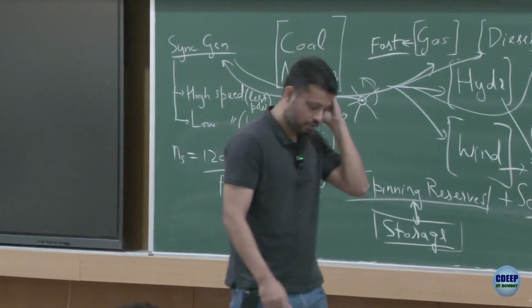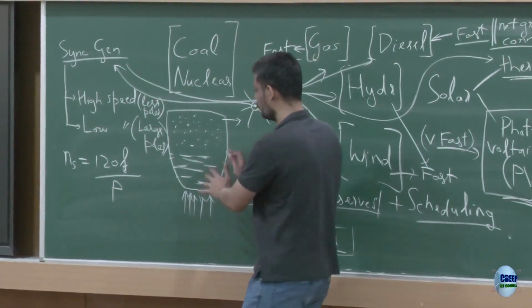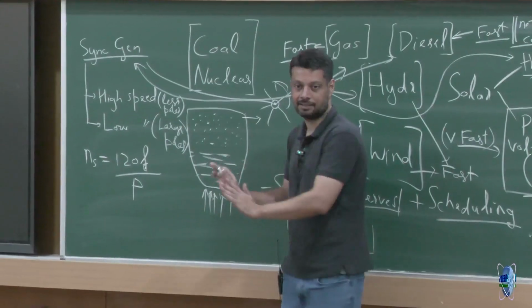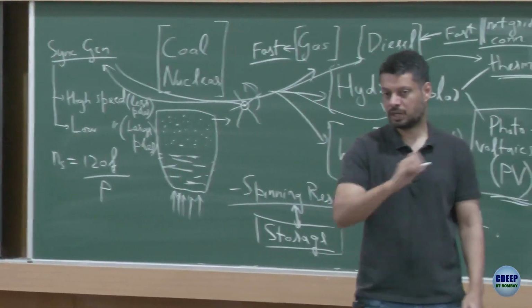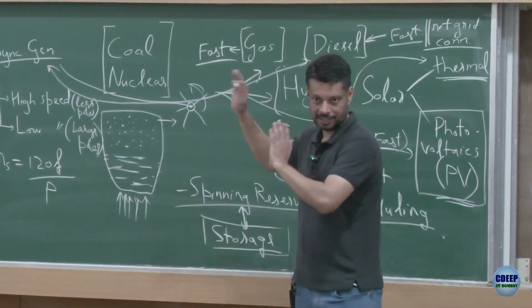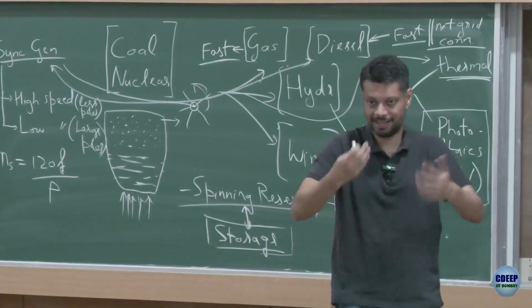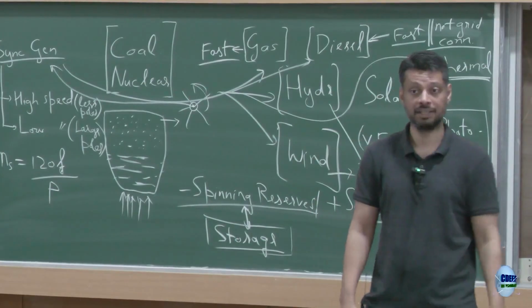Spinning reserve means you have a generator which is spinning. You have the steam built up, the water boiling, all the systems set in, and it's running. It's not producing any power, but it can produce power really fast, because the steam is already there, the rotor is already rotating, everything is already set up. It's spinning, but it's reserve, it's not producing power. That's what we call spinning reserve.